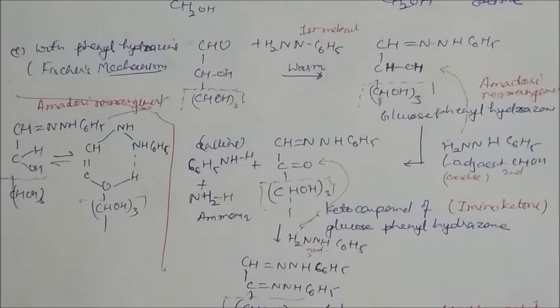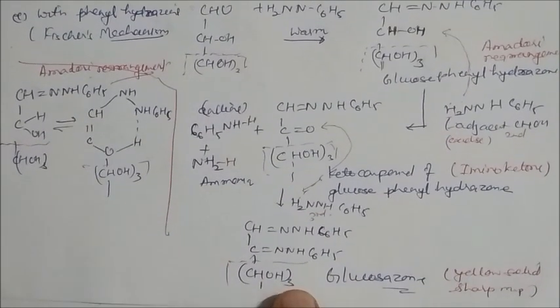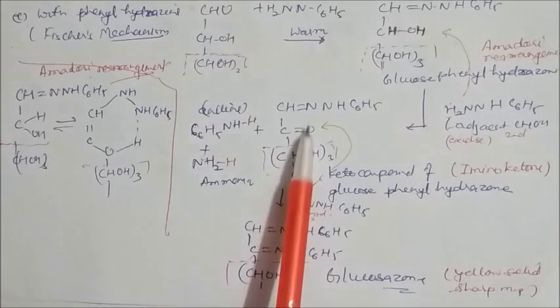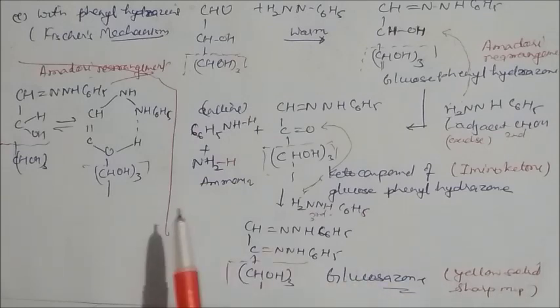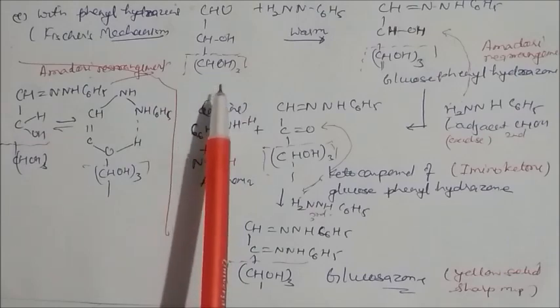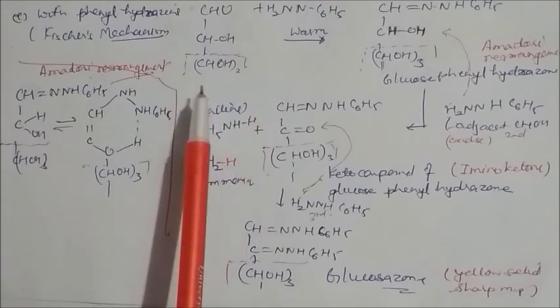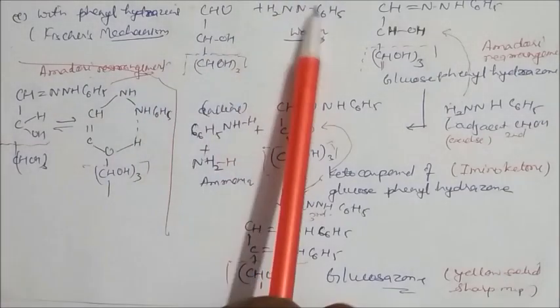Again, this will react with the third phenylhydrazine. This ketone will react with the third phenylhydrazine, and you will get this product, which is called glucosazone. This is a yellow solid, and its melting point is very sharp. In examinations, the question comes: in glucose, how many phenylhydrazines are required? We require 1, 2 and 3.